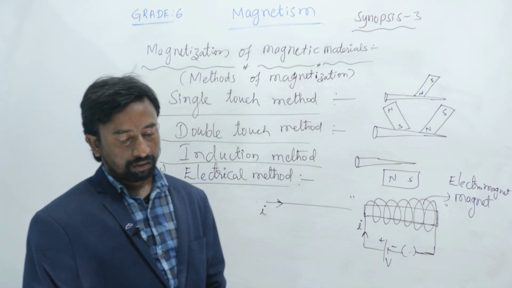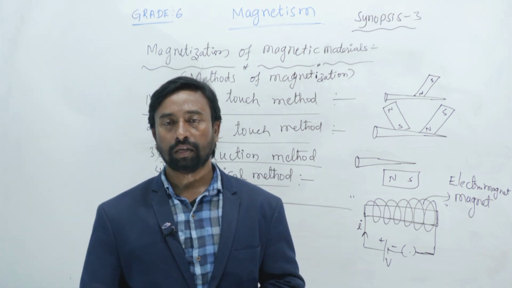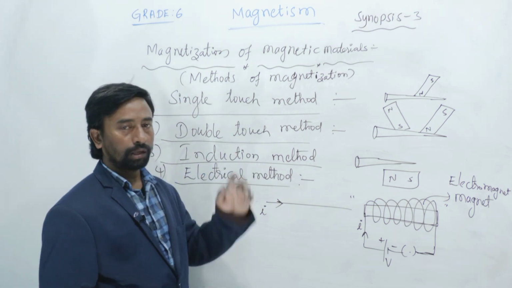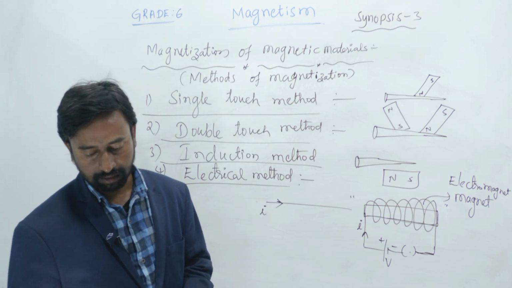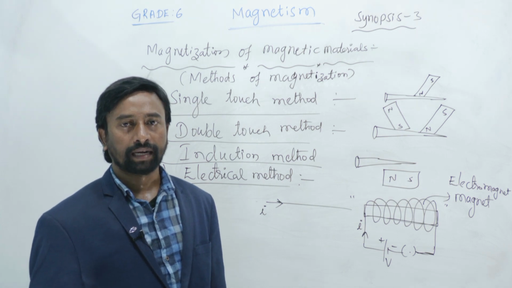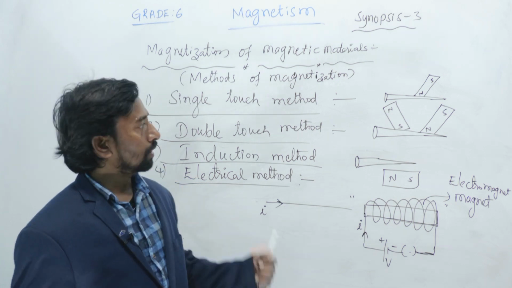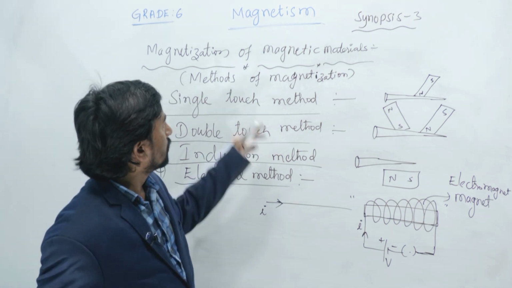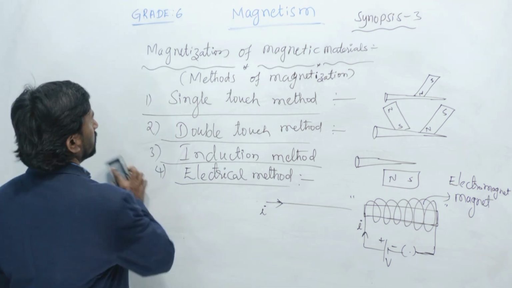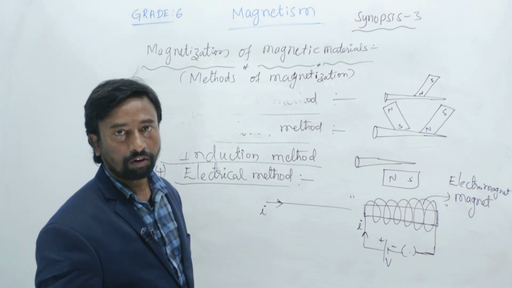These are the methods by which we can magnetize a magnetic material. If you want to demagnetize it, if you want to remove the magnetic property from that material, what methods are there? There are certain methods, and we'll see those now. So these are all the methods to magnetize magnetic materials. Now we are going to see the methods of demagnetization.